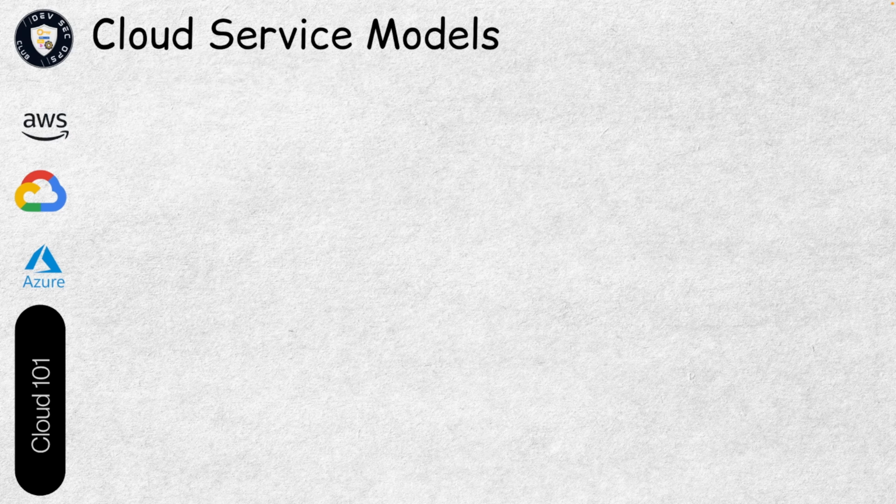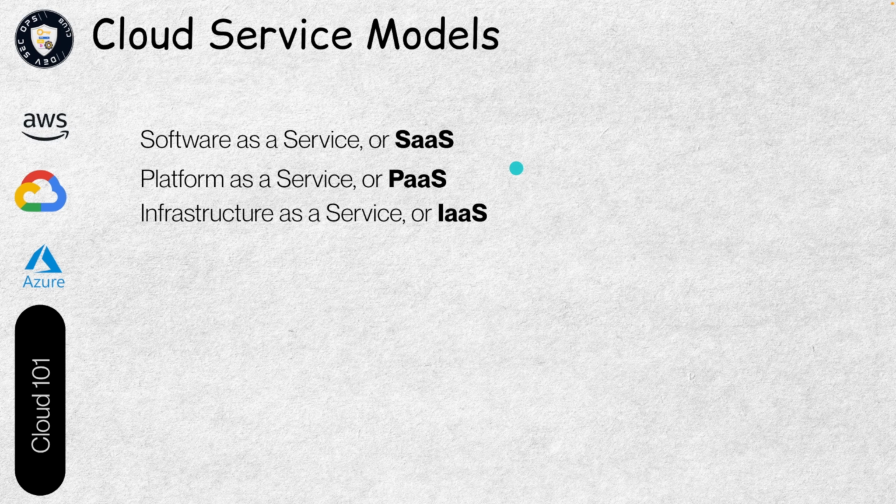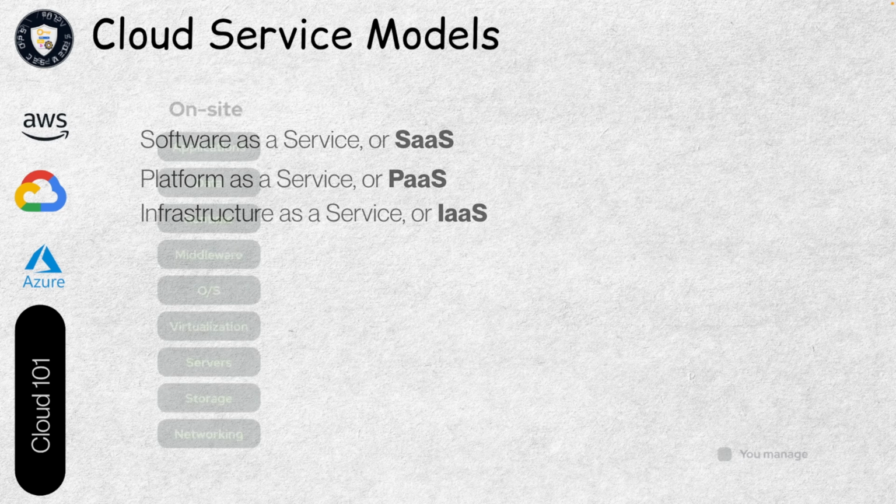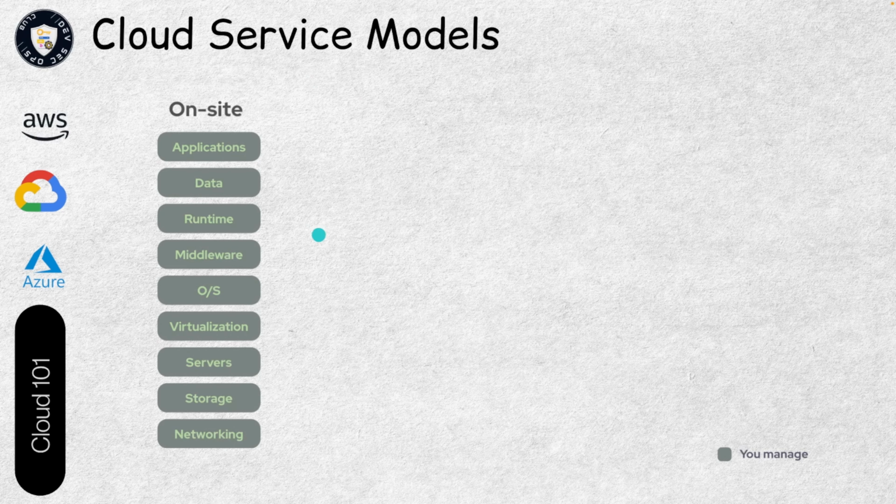Cloud computing offers different levels of services depending on your needs, and these are known as cloud service models. First one is software as a service, also known as SaaS. Then we have platform as a service, that is PaaS, and IaaS, infrastructure as a service. Before we understand this, let's first understand what happens when we have on-prem, or on-site.